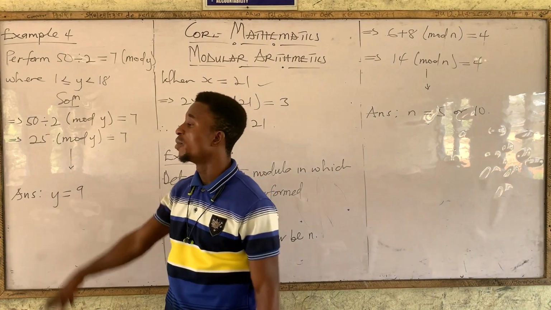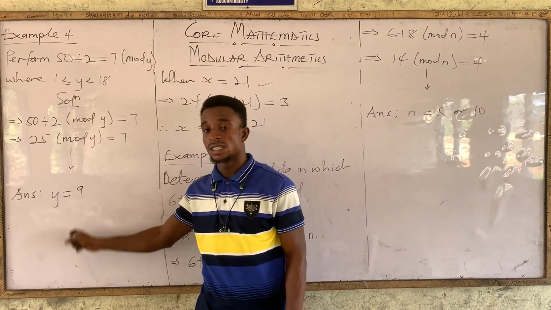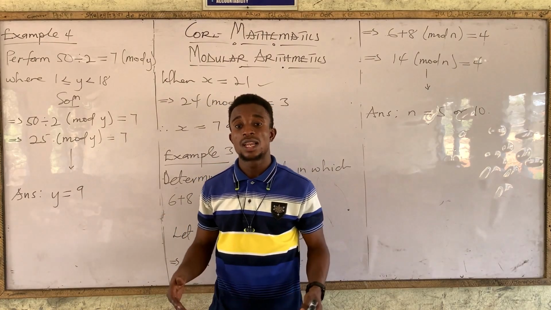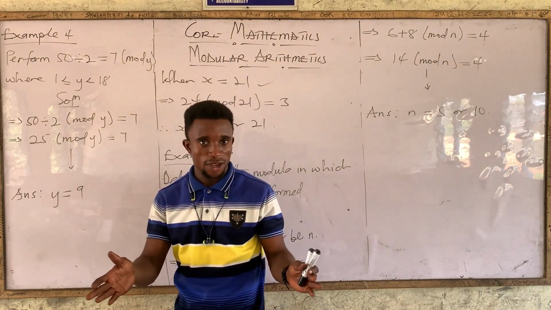You'll be getting only 9 because of the condition. So verify till you get y is equal to 9. You should be able to do that immediately once the concept is developed. Are we okay?